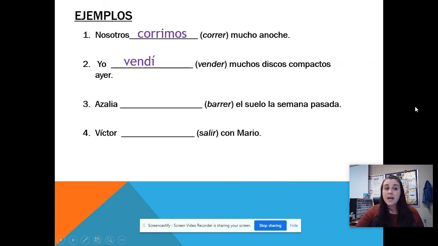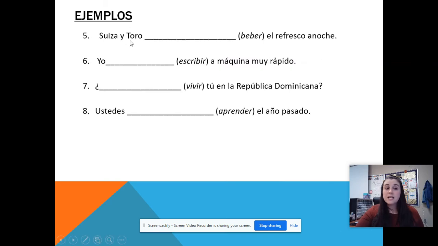Número 3, Azalia barrer el suelo la semana pasada. She swept the floor last week. For Azalia, a girl, we're going to use ió with an accent, barrió. Número 4, Víctor salir con Mario. He left with Mario. We're going to use an ió accent again for Víctor, so we have salió. Número 5, we have Suiza y Toro beber el refresco anoche. They drank a soft drink last night. So for 2 people, we're going to use ieron, bebieron.